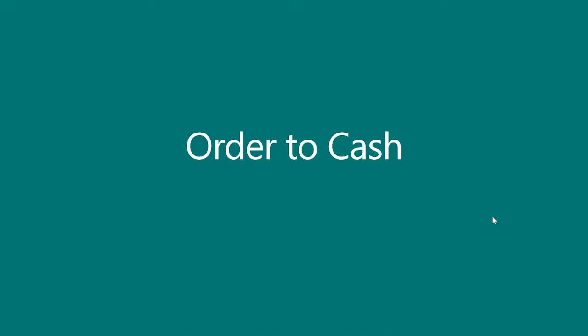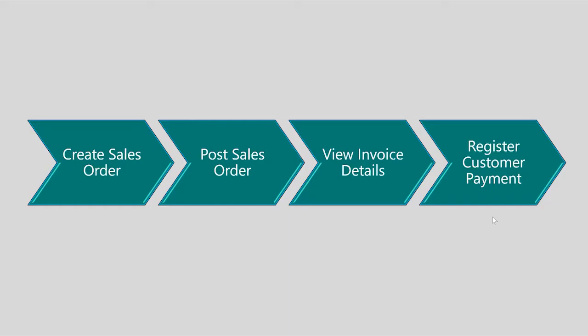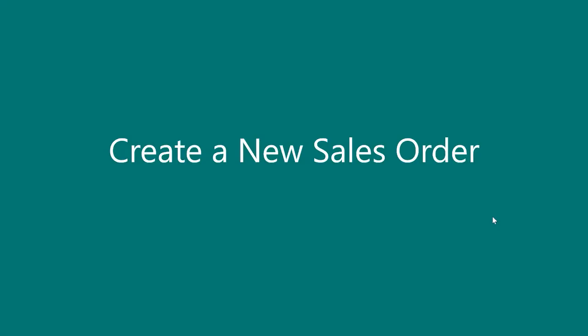In this demo scenario, we'll talk about a very common business process in most organizations called order to cash. Now, to demonstrate this scenario, we have 4 steps. First, we'll start by creating a sales order. Then we'll post the sales order. We'll view the invoice details and then register the customer payment. So let's begin by creating a new sales order.